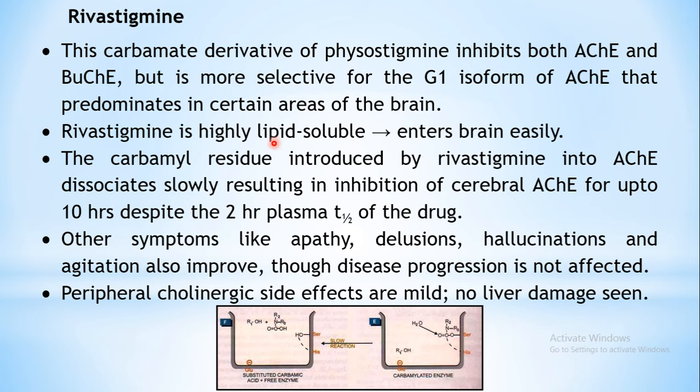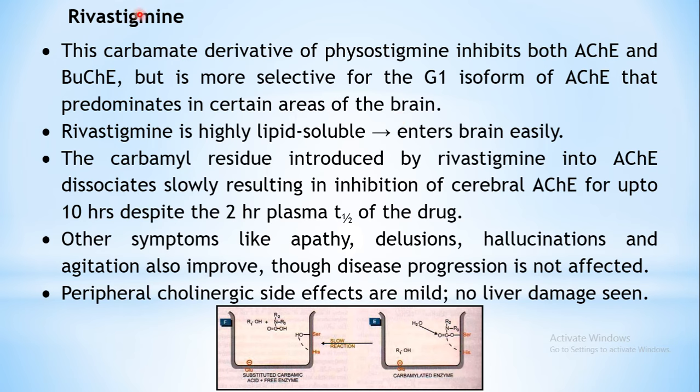Also, its lipid solubility was very high, so it could enter the brain very easily. As you are already aware, a drug which is highly lipid soluble can enter the brain very easily, because the blood brain barrier is highly lipoidal in nature. Any polar substance cannot gain access to your brain very easily. So this was a plus point with rivastigmine. It is highly lipid soluble, so it can enter the brain very easily, and it is selective towards the isoform of AChE which predominates in the brain.